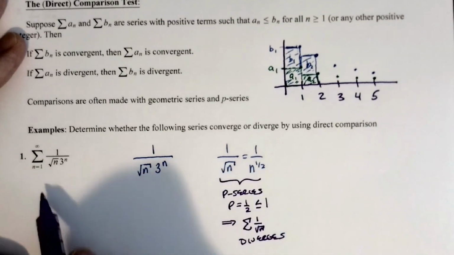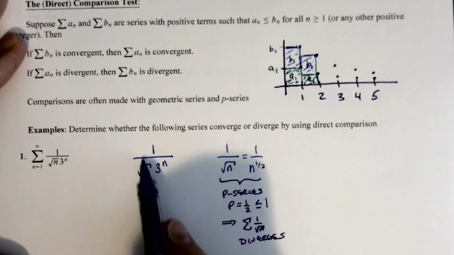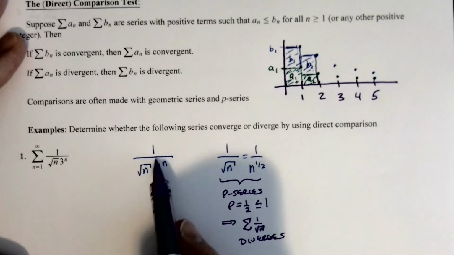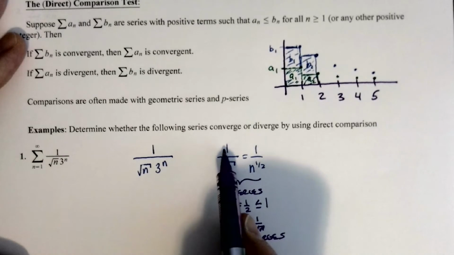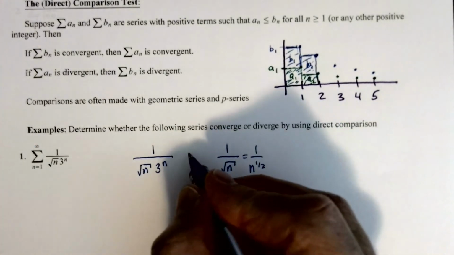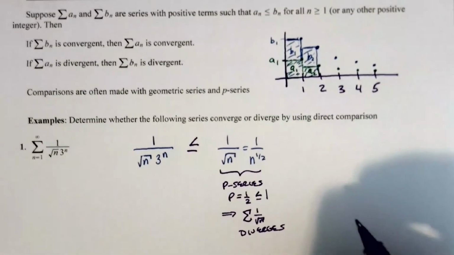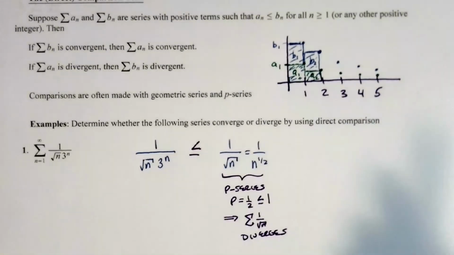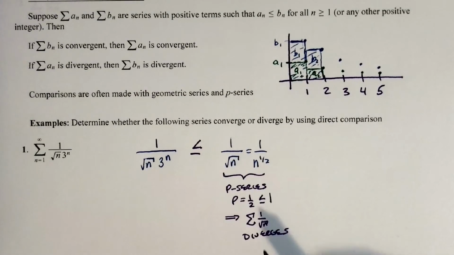So for any value of n greater than or equal to 1, this denominator is bigger than this denominator. But if this denominator is bigger, what do we know about these two fractions? Well, with the bigger denominator, this fraction is going to be smaller. 1 divided by a bigger number is smaller than 1 divided by a smaller number. And so the direction of this inequality is that this is less than or equal to that. Does this inequality help, as we were talking up here? And the answer is no.